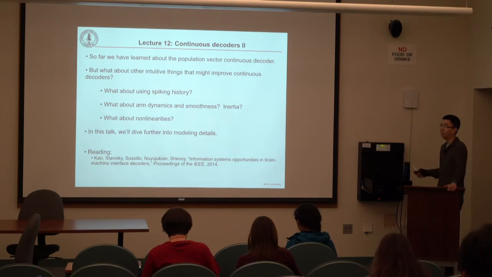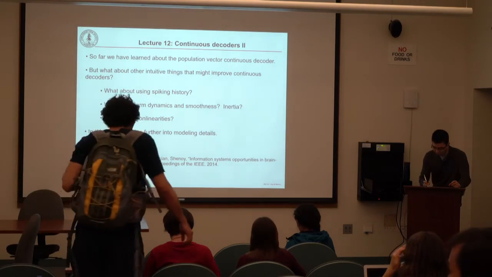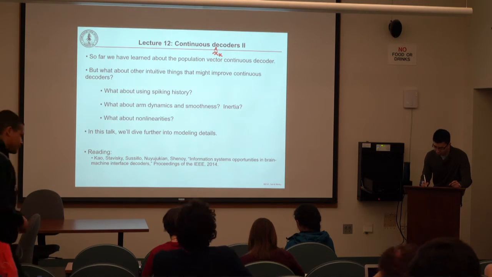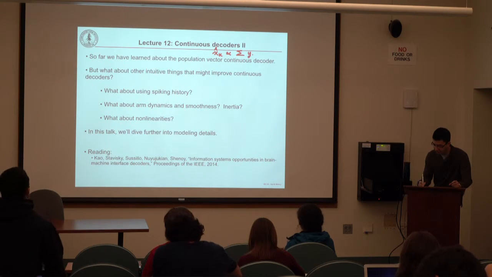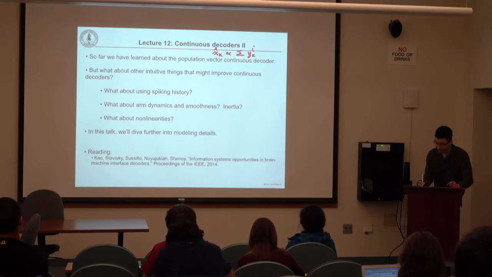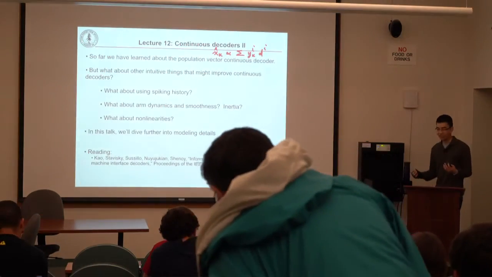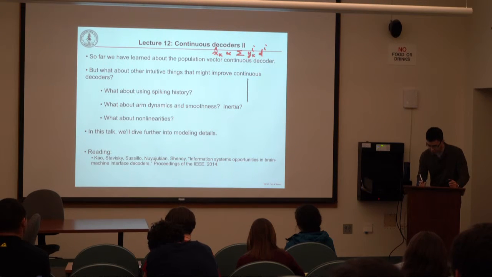So where we left off last Friday, Professor Shenoy was going over the population vector decoder. You remember it had this really simple form where your decoded velocity, x_k hat, was proportional to a sum over all of your neurons of each neuron's firing rate at time k, times its preferred direction. This was a very simple and intuitive decoder, right? We thought of this as just the vector sum of each neuron's preferred direction.